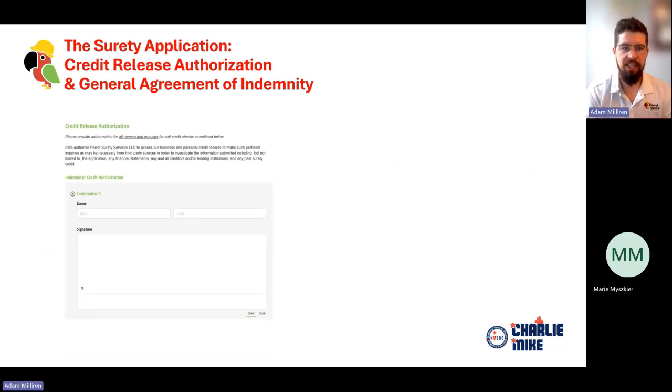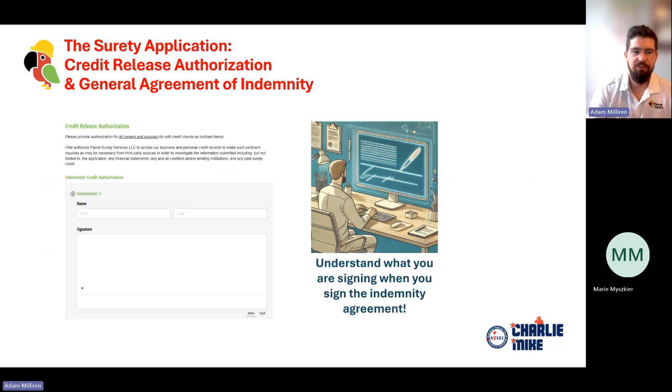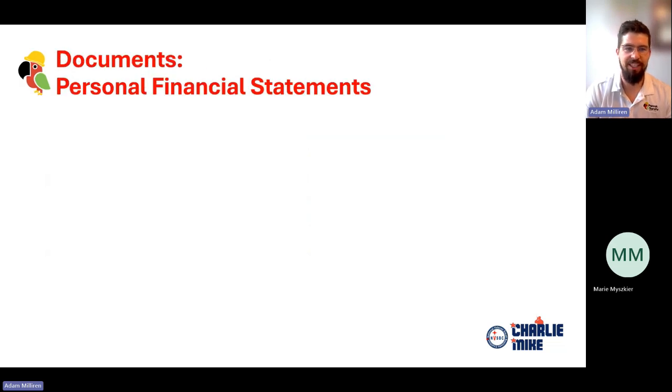So at the end of the application, there's going to be a credit release authorization. Ours does not have an indemnity agreement because we're an agency, not a market carrier, but pretty straightforward. Hey, everything that I said is true, and we're going to allow you to check our business and credit reports and check into all this stuff that we said, is essentially what the credit release will say. But if the indemnity agreement is included, make sure you know that you're signing the indemnity agreement and make sure you understand what it says, which we'll cover later.